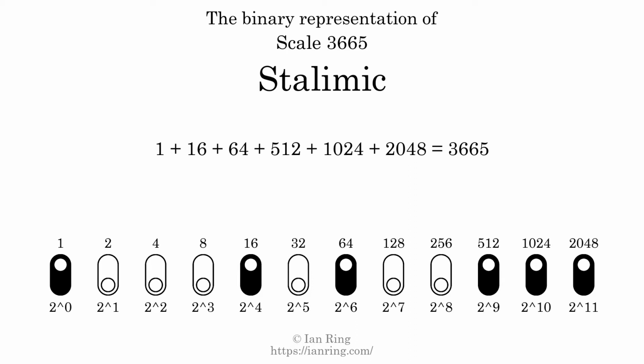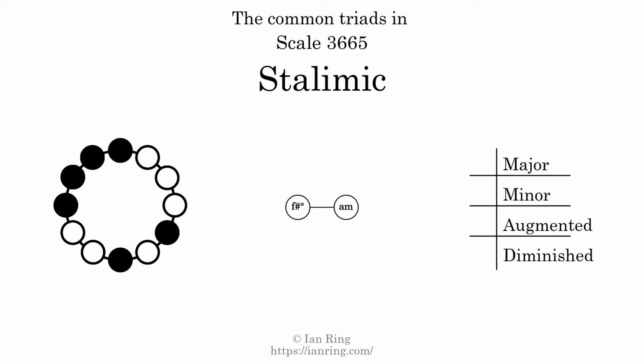That is why the scale number, in decimal, is 3665. The scale number not only enumerates the scale with a unique index, but it also literally describes the tonal content of the scale. Represented as a binary number in base 2, the scale number is 1110010100001. Here are the common triads present in this scale.